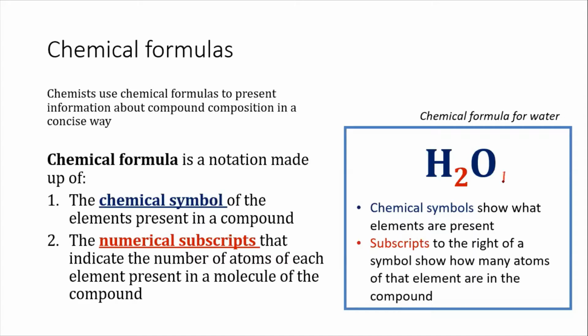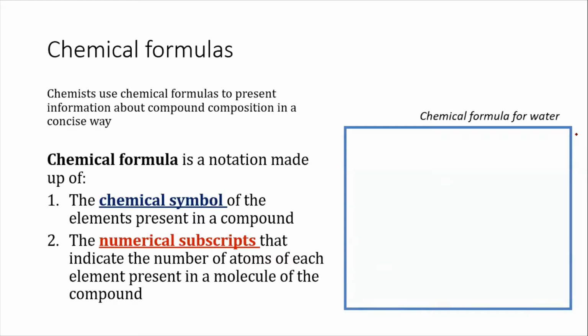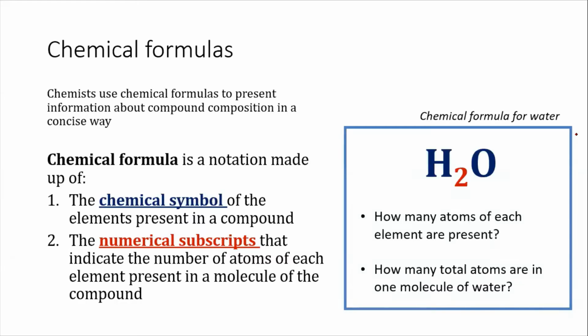And when writing chemical symbols, the 1 we don't have to show. We assume if there's nothing there, that means it's a 1. So we have 2 atoms of hydrogen and 1 atom of oxygen. That means this is a triatomic molecule because it contains 3 atoms total. How many atoms of each element are present? We have 2 atoms of hydrogen, 1 atom of oxygen, and 3 atoms total in 1 molecule of water.